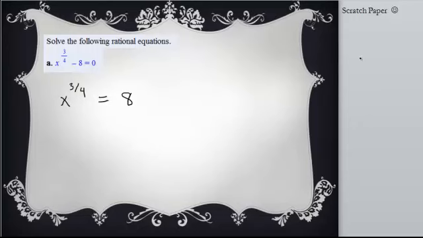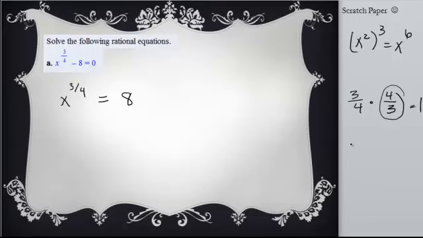Well, remember when you have a power to a power, like if you have x squared all cubed, you're supposed to multiply the powers and get x to the 6th power? Well, we want this power to be 1. So what do I have to multiply 3/4 by if I want to get 1? I have to multiply it by 4/3, right? So what we want to do is raise both sides of this equation to the 4/3 power.